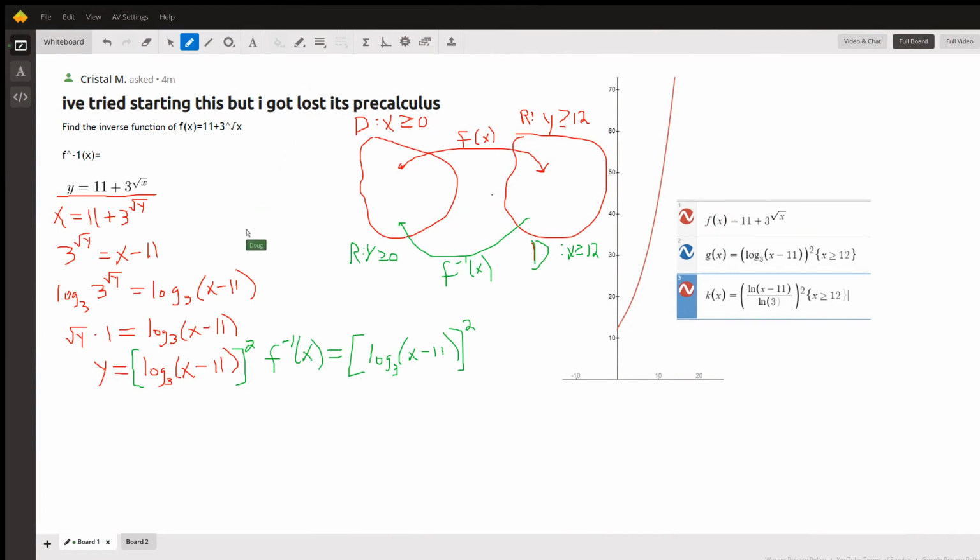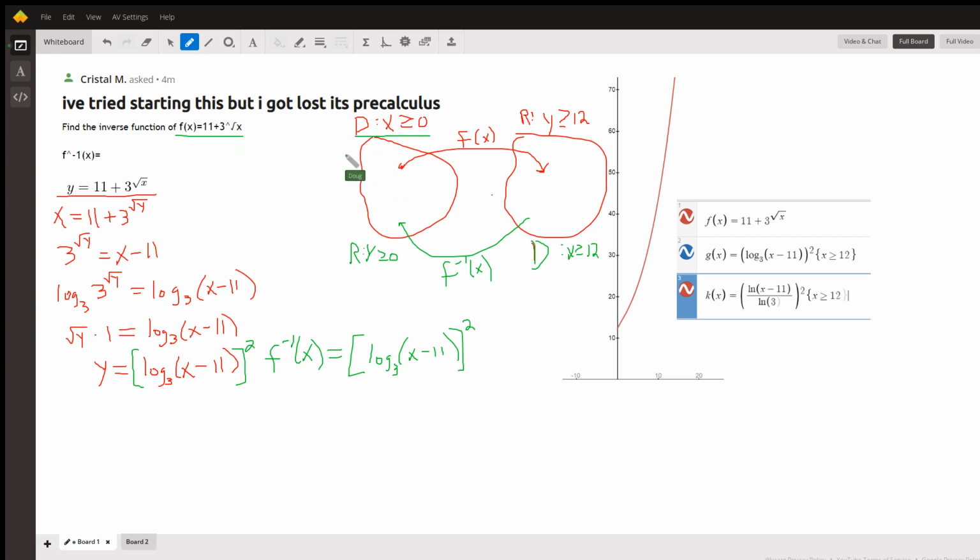Okay, let's see what we've got going on over here. This is the original function right here, f of x equals 11 plus 3 raised to the power of the square root of x. And that's the graph of that function right there. Notice that the domain of that function is that x has to be greater than or equal to 0, because you cannot take the square root of a negative number.